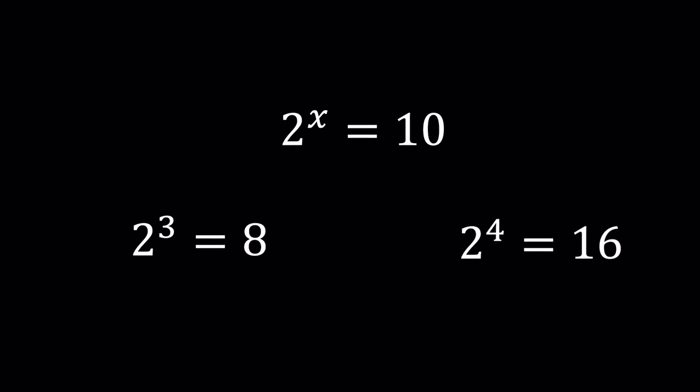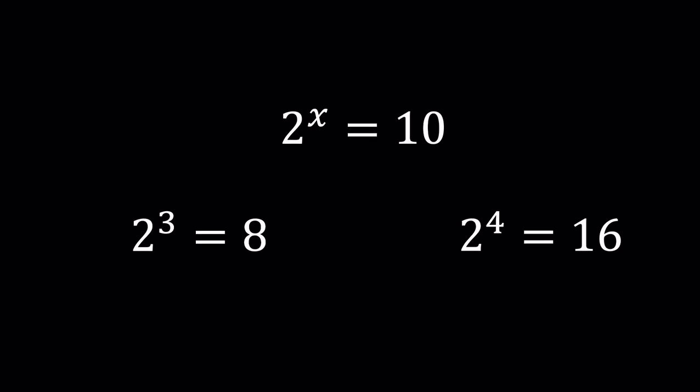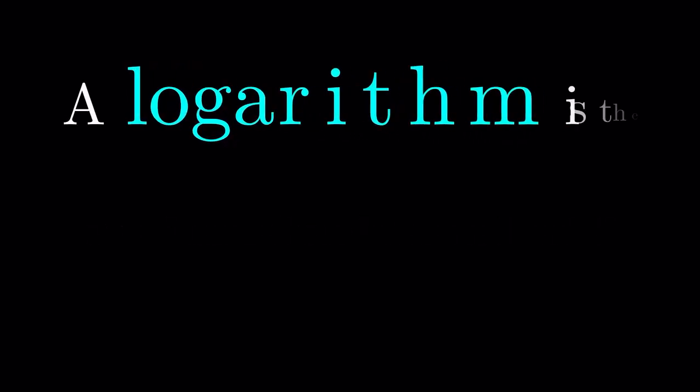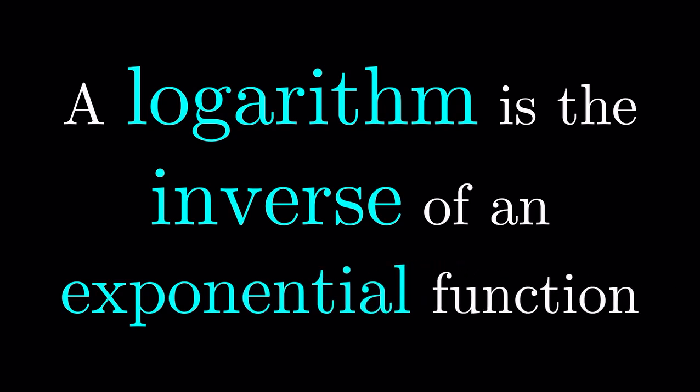Here, x cannot be 3, because that gives 8, and it cannot be 4 because that gives 16. So the solution must lie somewhere between 3 and 4. This is exactly where logarithms come in. A logarithm is simply the inverse of an exponential function.